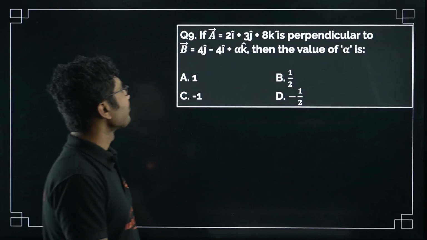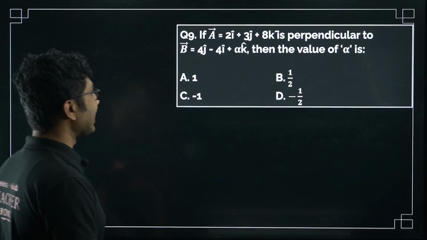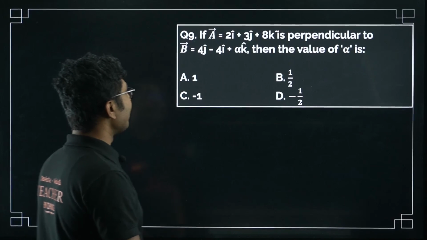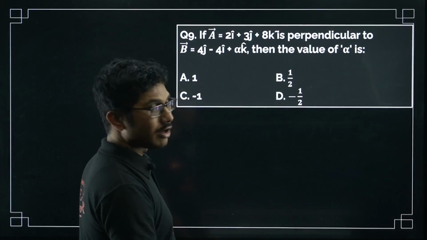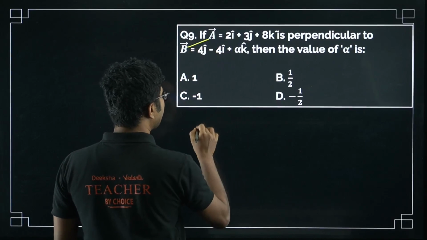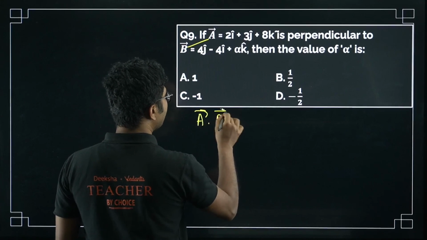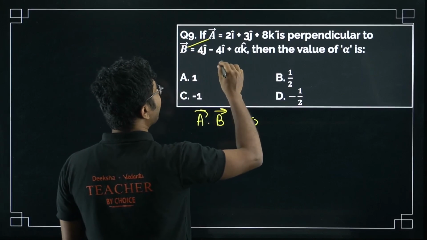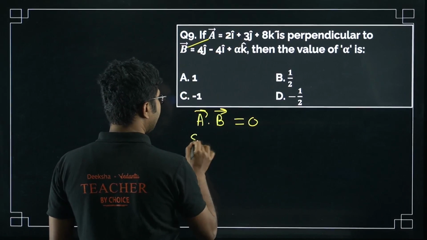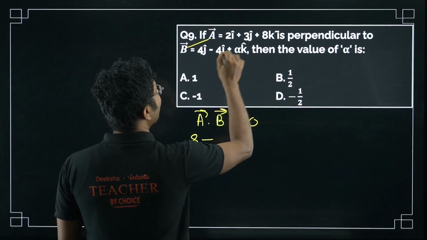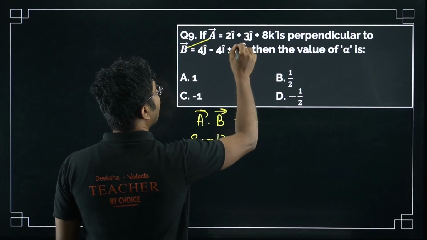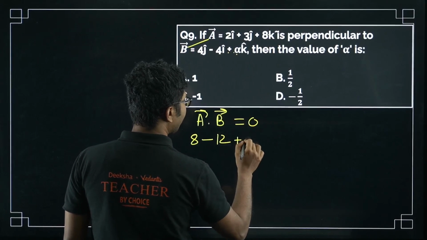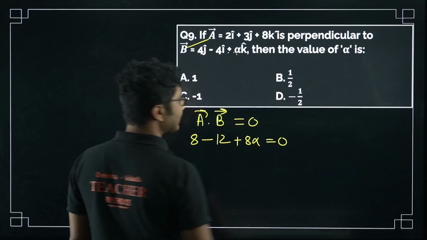Now next question. If A is equal to 2i cap plus 3j cap plus 8k cap is perpendicular to B equals 4j cap minus 4i cap plus alpha k cap, then the value of alpha is? Now two vectors are perpendicular, that means A dot B equals 0. If two vectors are perpendicular, A dot B equals 0. Now how to find the dot product? 2 into 4, 8 minus 4 into 3, 12 plus alpha into 8, 8 alpha equals 0, right? That is the rule of dot product.